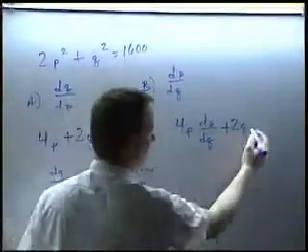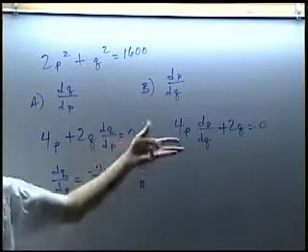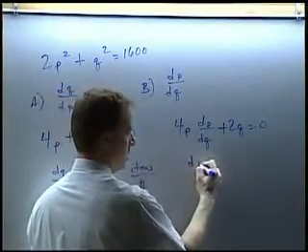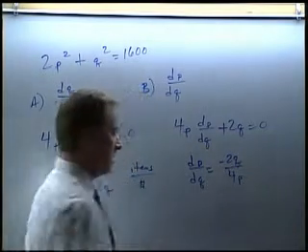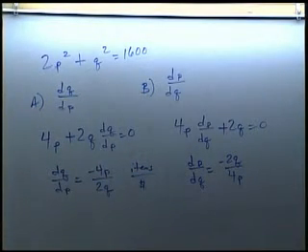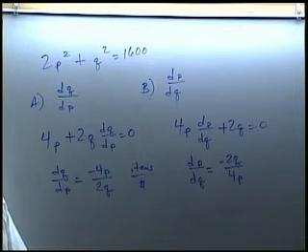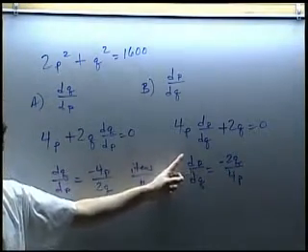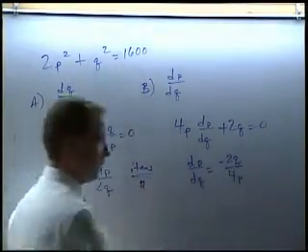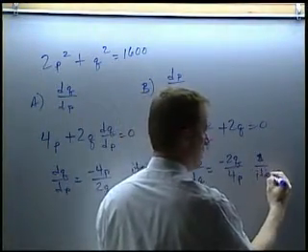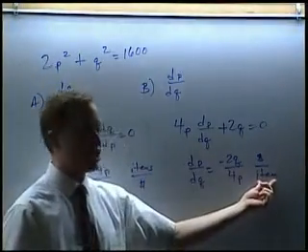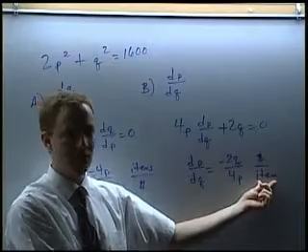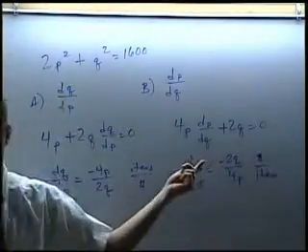The derivative of 1600 is still 0, and I can do some similar algebra to the other one. dp/dq is negative 2q divided by 4p. What would be the label for this derivative? This is dollars per item, right? The price label over the quantity label. So this is dollars per item. What this is saying is if I start to sell more items, this would describe how the price would be changing.